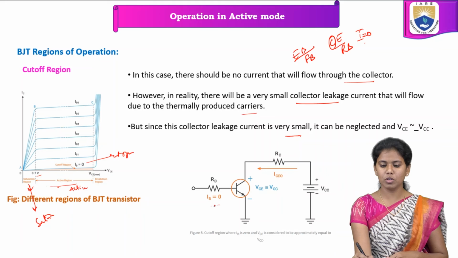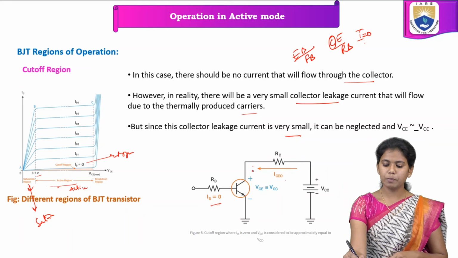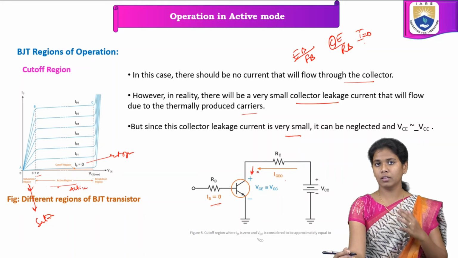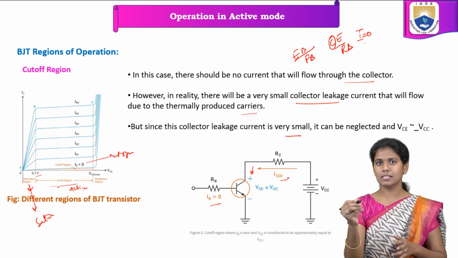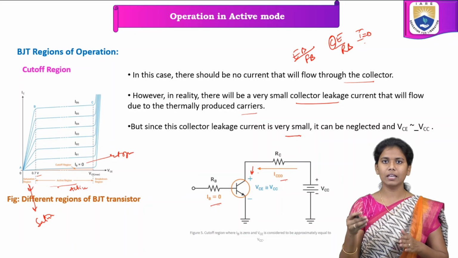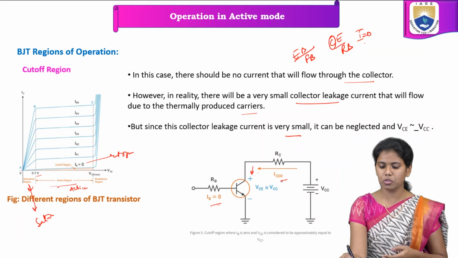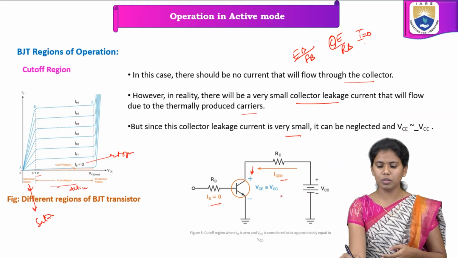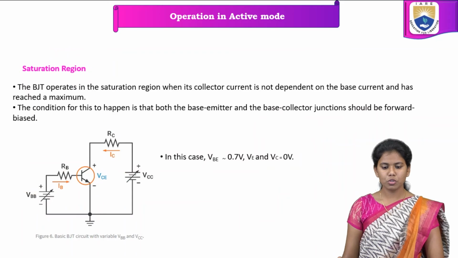So IB is 0, and IC is equal to 0. Here the current flowing is 0. As I said, in reality a little leakage current can flow, which we represent as ICEO. VC is equal to VCC. So this is the BJT region of operation.